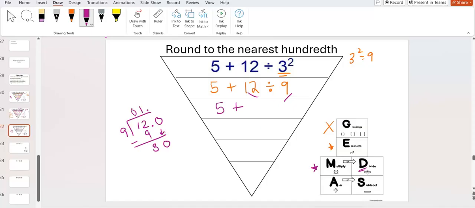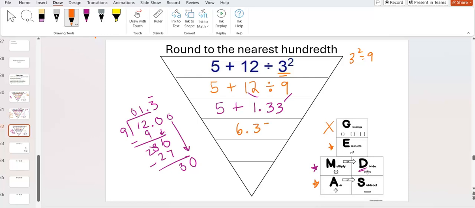Nine does not go into 3, but it does go in unevenly 3 times. Oh, and now I'm going to get a repeating decimal here, so that's going to repeat. So we're going to just round it to 1.33. Okay. Now I'm going to go ahead and add, and I'm going to get 6.33. Technically repeating. That's my answer here.